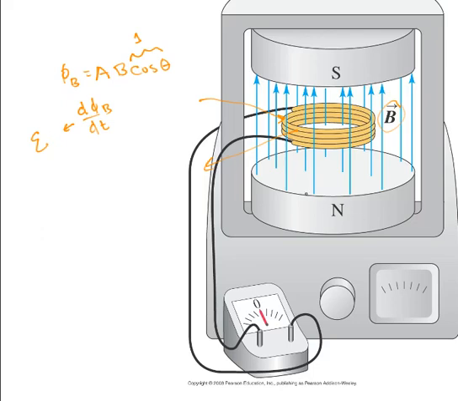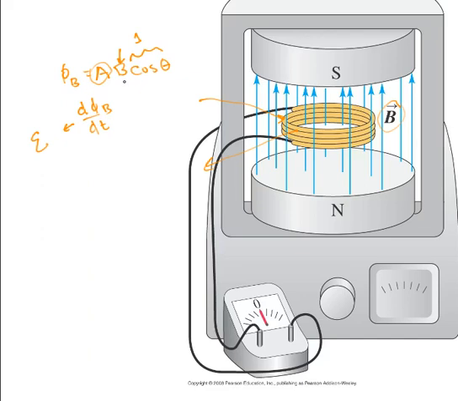As I said, that could happen by either having the magnetic field change or having the area that experiences that magnetic field change, right? If I partially remove that coil, now the flux is only going to be half as much because only half of the area is exposed.